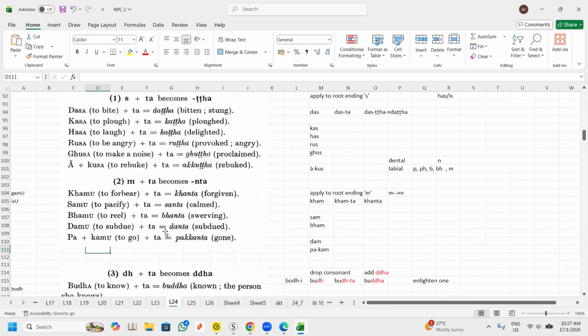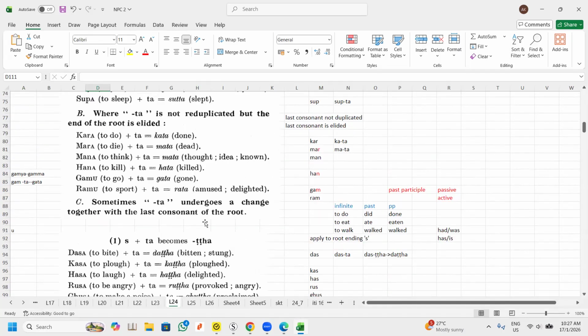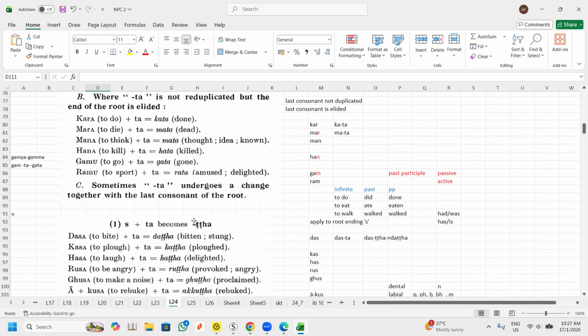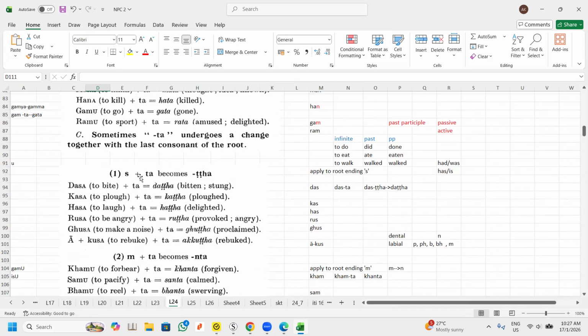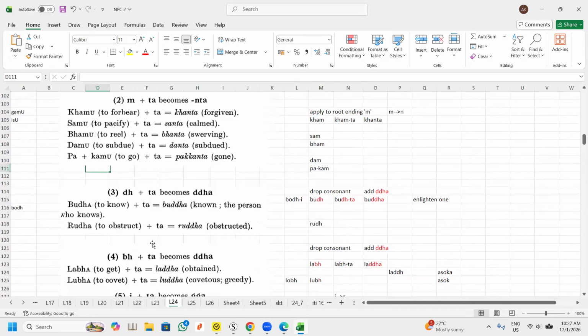You see all here, from here you can see already. From here onward, that means S plus DA, M plus DA, and DH plus DA, D plus DA, it becomes this one, DDHA. Because you see the word BUDH plus TA, it becomes DDHA, Buddha. This is a past participle. Buddha is a past participle.